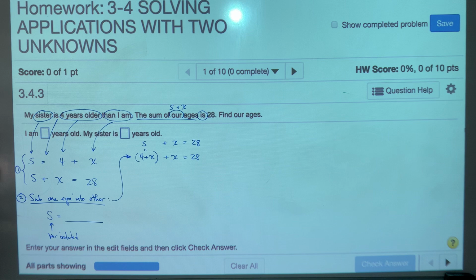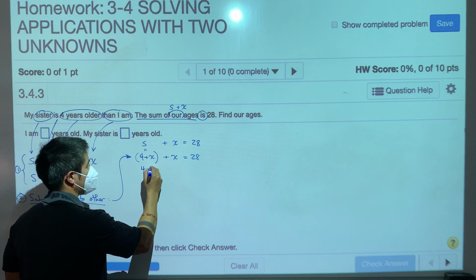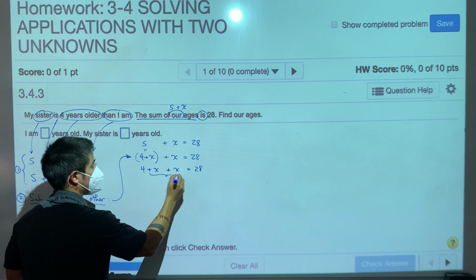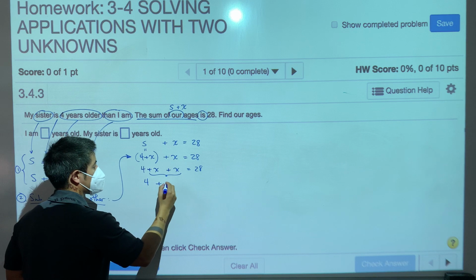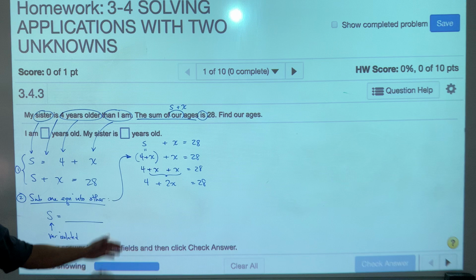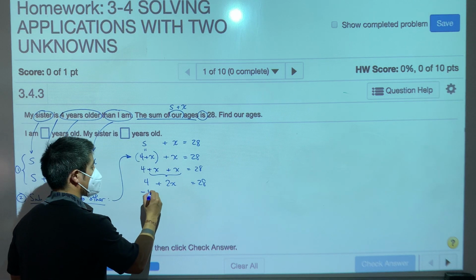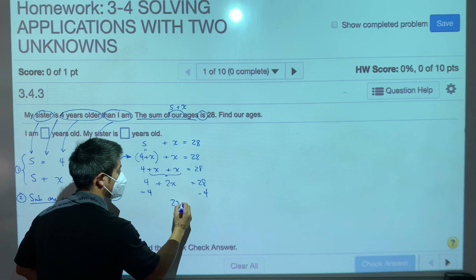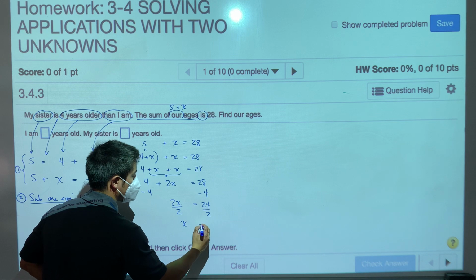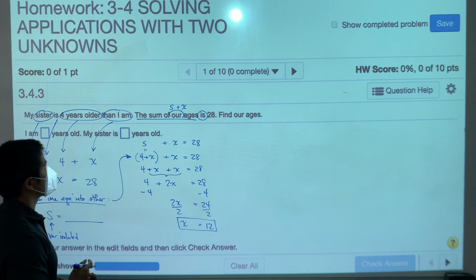Okay. So now we're ready to go solve it. If I open up my parentheses, I get 4 plus X plus another X equals 28. If I combine these two, that's going to be 4 plus 2x equals 28. And you can see that I'm going to use all my skills from previous sections to solve this. Subtract 4 from both sides. 2x equals 24. Divide by 2. And x equals 12.